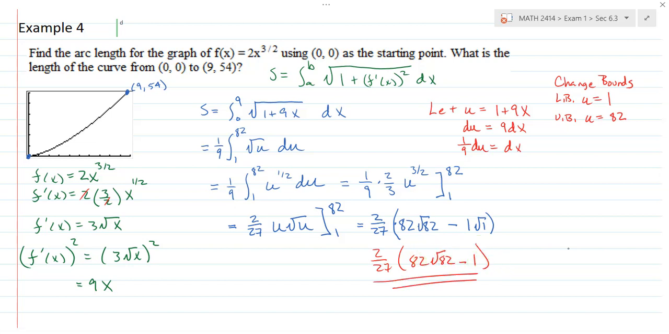So this wraps up the section that covers arc length. And now it's important that you practice this section, because the next section that we're going to do is surface areas of revolution, just the surface area, and arc length is part of that formula. So we'll go over that in just a few minutes after a short break.